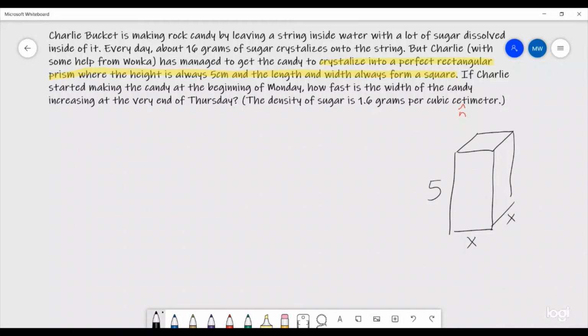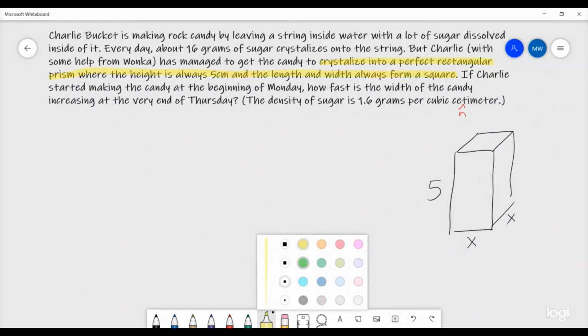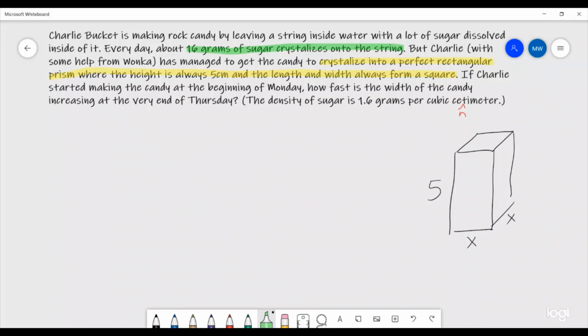So what we can then do is we can try and figure out how can we use this to help us figure out some of this problem. Well, we are trying to figure out what are the different things that are connected to this. Well, one of those is the fact that we have 16 grams of sugar crystallizing onto the string every day. So this actually tells us what's the rate that the volume is changing. It's changing at a positive 16 grams.